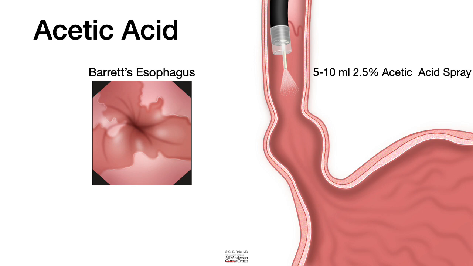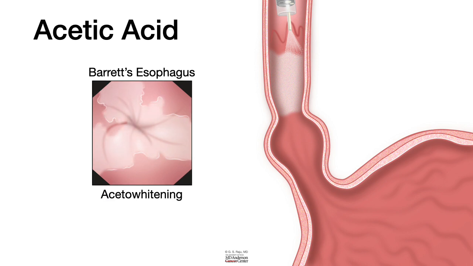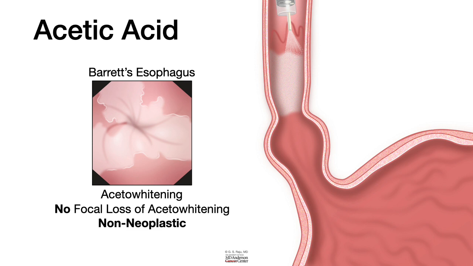You now see the Barrett's esophagus on the left, and once the acetic acid is sprayed, there is a chemical change. The protein gets denatured. It becomes white. It is known as aceto-whitening. And as you keep watching, the aceto-whitening persists without any focal loss in a Barrett's esophagus without any neoplastic tissue.